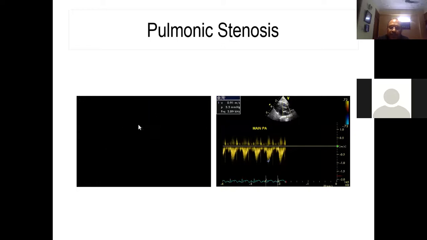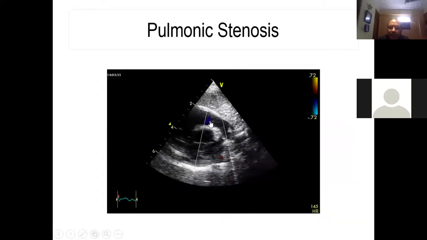Supravalvular and subpulmonic valvular pulmonic stenosis. Subvalvular means below the valves. Distal to the valve is supravalvular, where some kind of a membrane is present, subvalvular versus supravalvular.